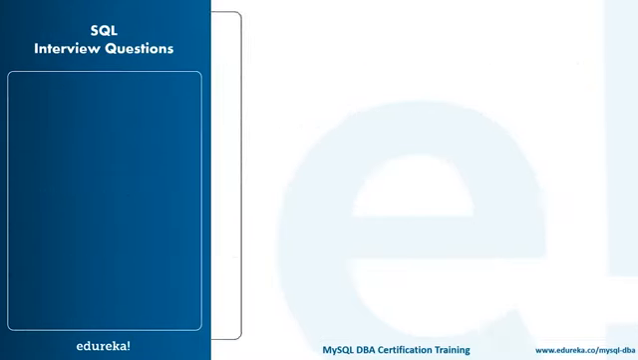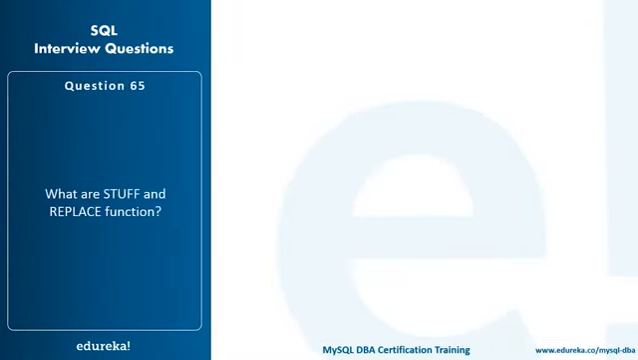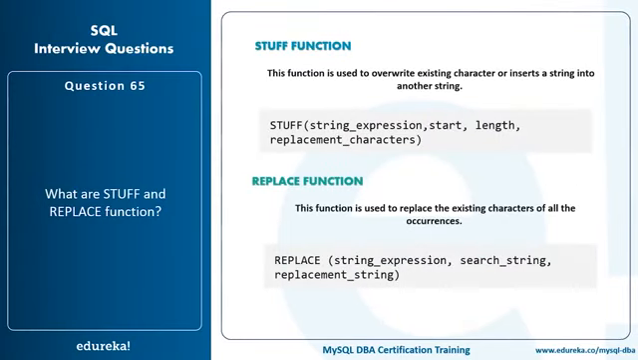Now let's move forward with the final question in this session. That is, what are the stuff and replace functions? Talking about the stuff function first, this function is basically used to overwrite existing characters or insert a string into another string. The syntax for this function is basically STUFF(string expression, start, length, replacement characters), where the string expression is the string that will have characters substituted. Start represents the starting position. The length refers to the number of characters in the string which are substituted, and the replacement string is the new characters which are injected into the string.